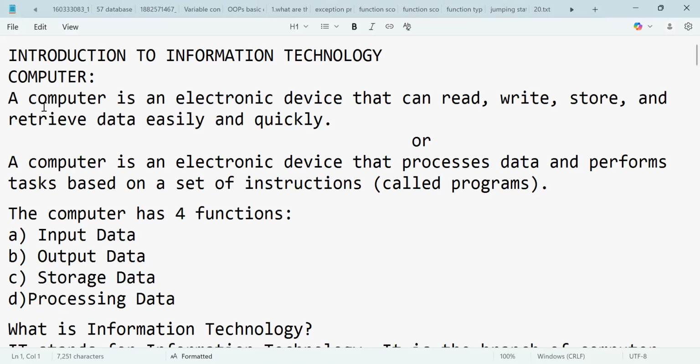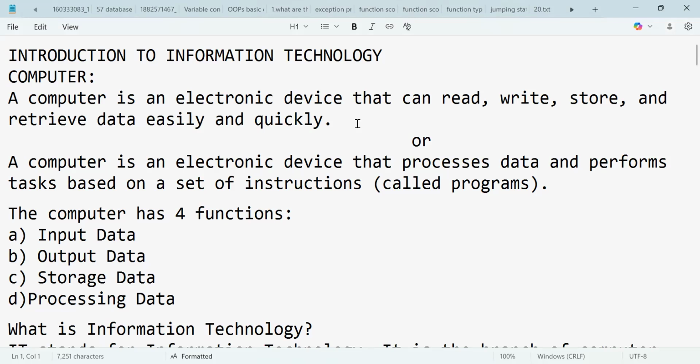A computer is an electronic device that can read, write, store, and retrieve data easily and quickly. That means a computer is an electronic device that manipulates information or data, and it has the ability to store data, input data, and process data.